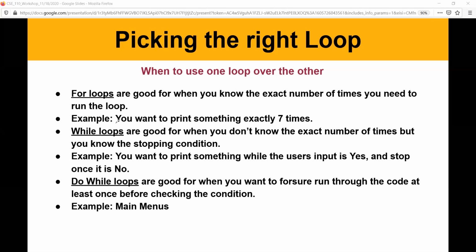So an example for a for loop is when you want to print something exactly 7 times. A for loop is typically better in that situation because then you have your i variable and you do i plus plus 7 times. And then, while i is less than 7, do this. So that's when a for loop is better. An example for a while loop is when you want to print something while the user input is yes and stop once it's no. In that case, we're not really caring how many times they type yes. We only care about when they type no. So we're not really counting. We're just looking for a certain condition.